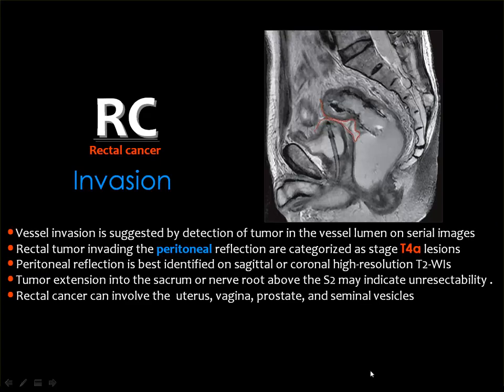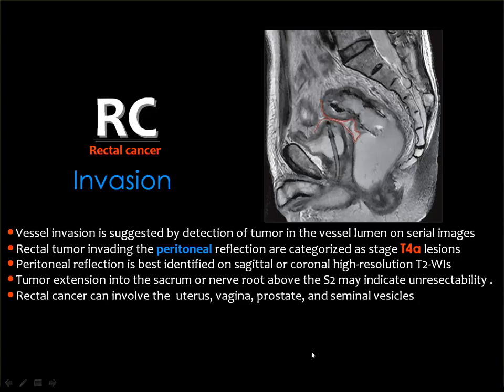Then the peritoneum will cover the dome of the urinary bladder and extend along the anterior wall of the rectum. An invasion of the peritoneum is considered T4a disease. And actually, we do not see the peritoneum in this particular area, but we can assume that if you see the tumor invading the area immediately above the urinary bladder, then you consider involvement of the peritoneal reflections.